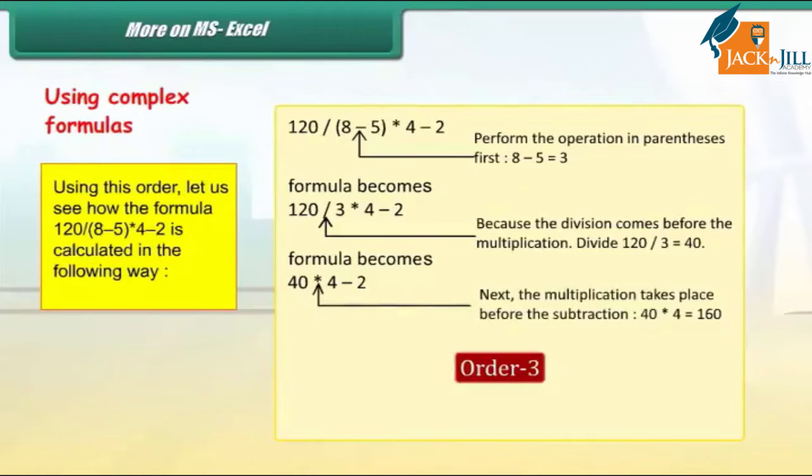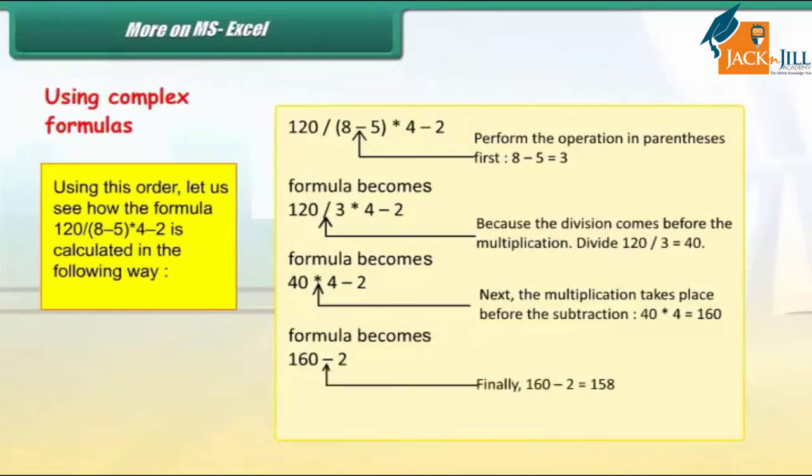40 into 4 is equal to 160. Formula becomes 160 minus 2. Finally, 160 minus 2 is equal to 158. The final answer is 158. Let us take a look at another example. 2 into (6 minus 4). Is the answer 8 or 4?